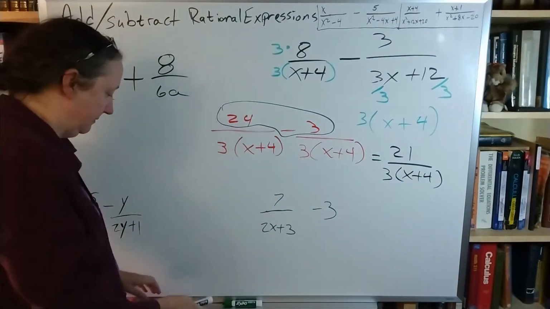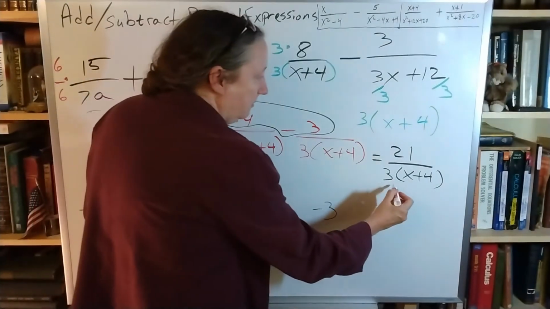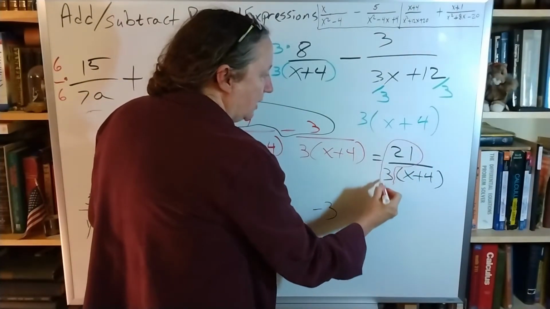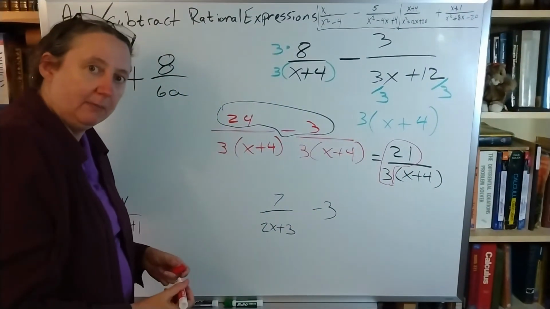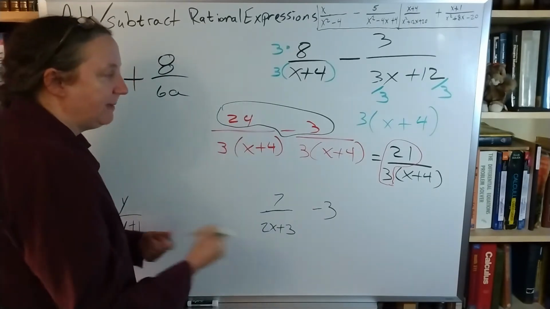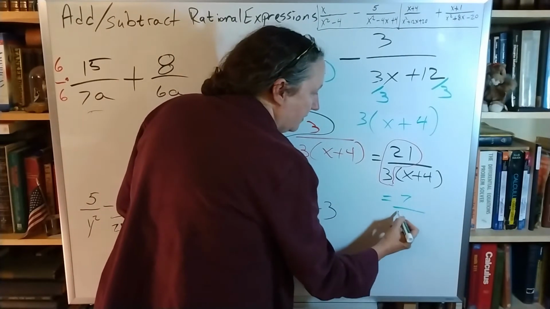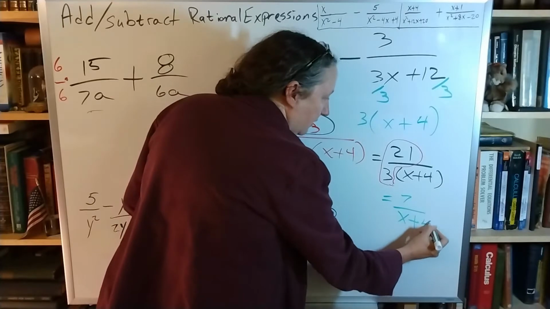And I check to see, can I reduce anything? Well, the 3 and the 21 both can be divided by 3, so I do that. And I end up with my answer, 7 over x plus 4.